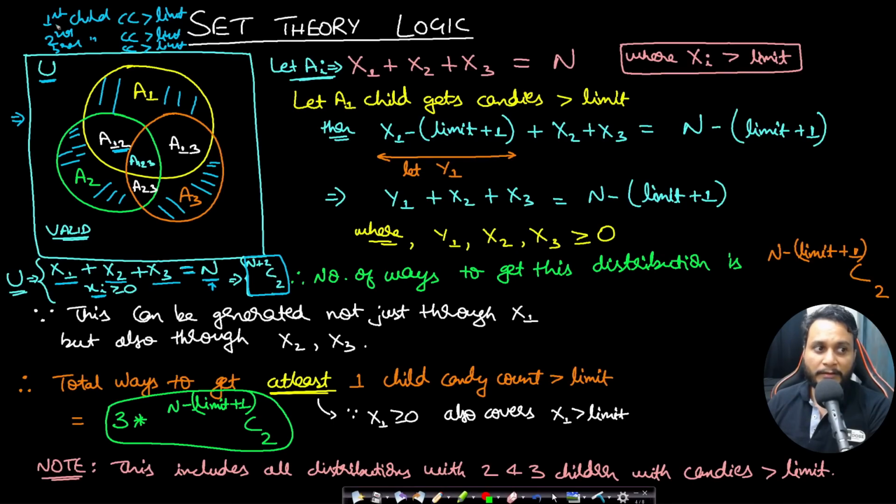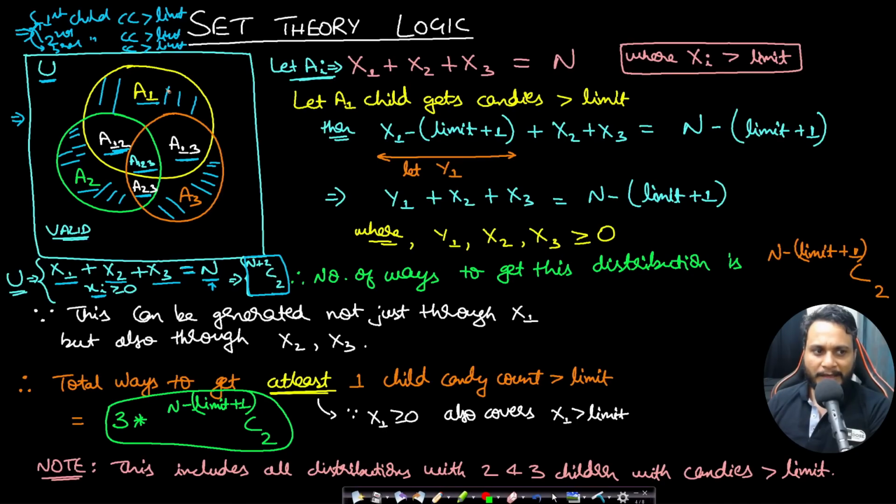The meaning of A12 is when the first child and the second child both get a candy count greater than limit. Similarly, A13 means when both the first child and the third child get a candy count greater than limit. And A23 means that the second child and the third child get a candy count greater than limit. When I say A12, then only the first and second child get a candy count greater than limit, but the third child does not. Similarly, A123 means that the first, second and third child, all of them, get a candy count greater than limit.